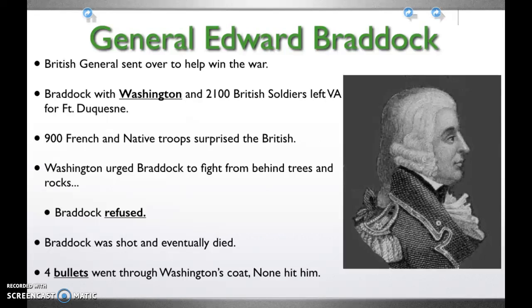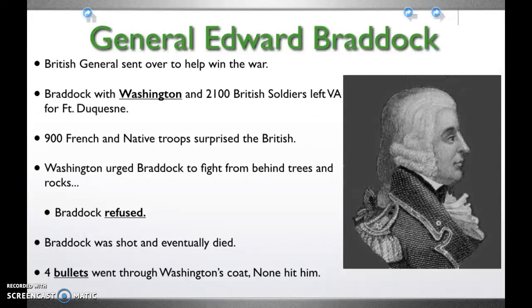Washington urges Braddock to fight from behind trees and rocks. Braddock refuses. It is not the British way. They're to fight on mounted horse in their bright red jackets in the middle of the woods. Understandably, Braddock is shot and will die 3 days later from his injuries. Washington, miraculously, is not hit at all, even though there were 4 bullet holes in his jacket, and 2 horses had even been shot out from underneath him.